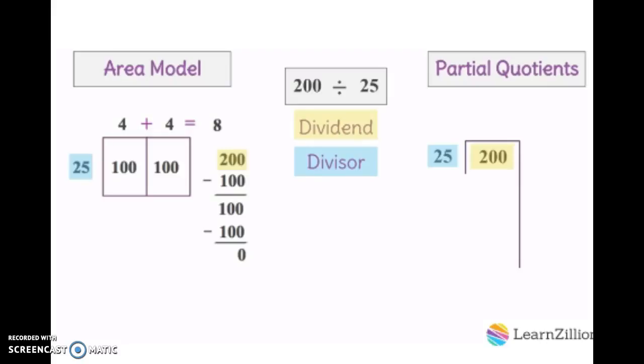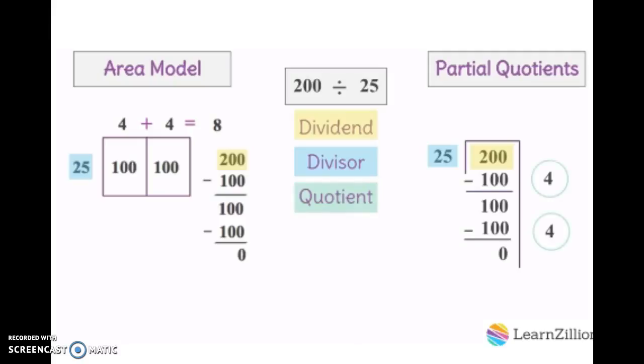And now it's time to solve using partial quotients. I know that 4 groups of 25 equals 100, so I'm going to subtract that 100 from my dividend 200, and I'm left with 100 again. 4 more groups of 25 equals 100, and now it's time to add together the partial quotients. 4 plus 4 equals 8, so 8 cases of water were ordered by Mrs. Hall.